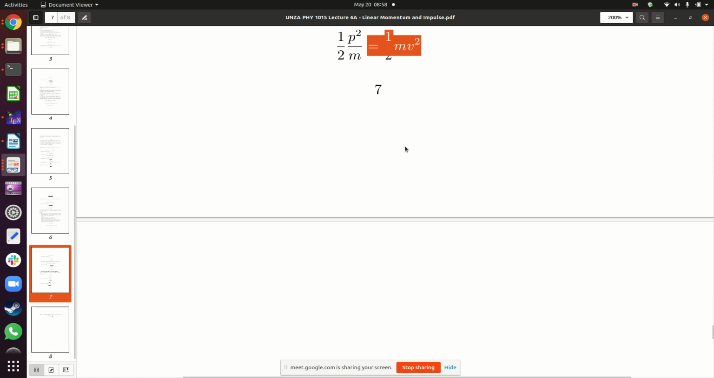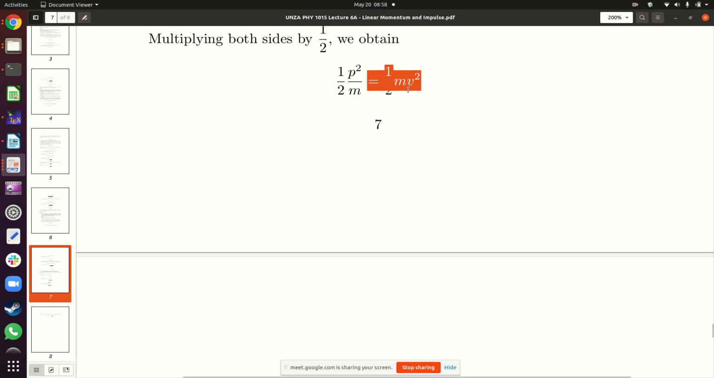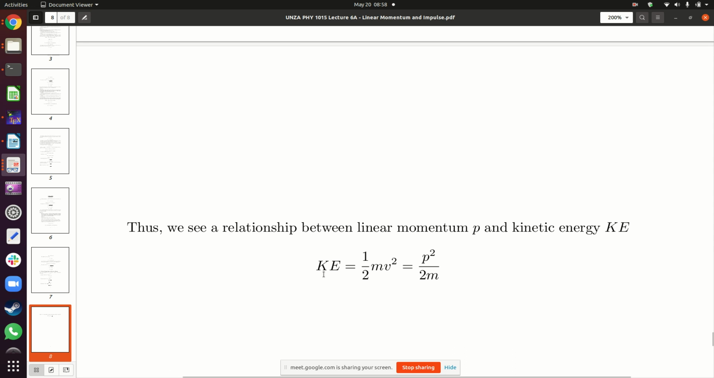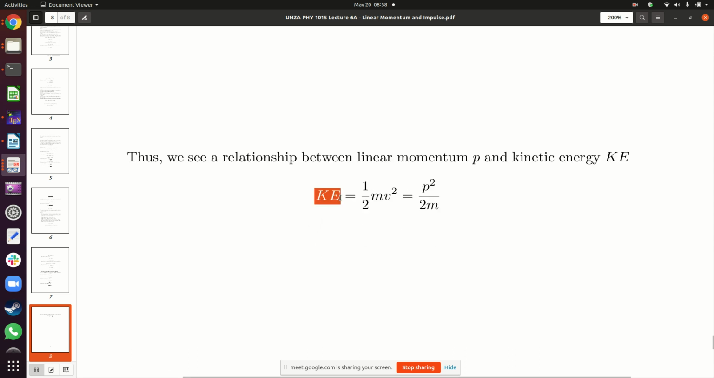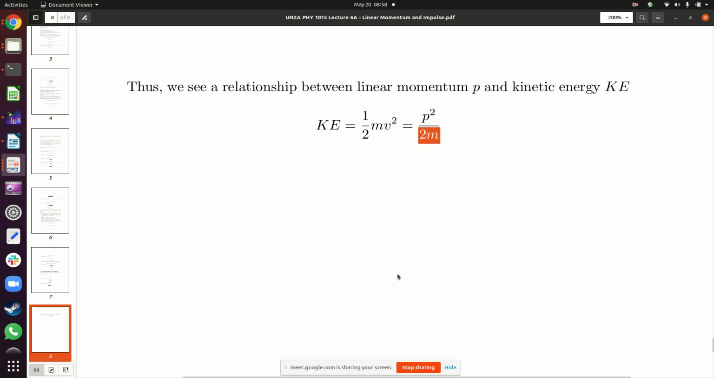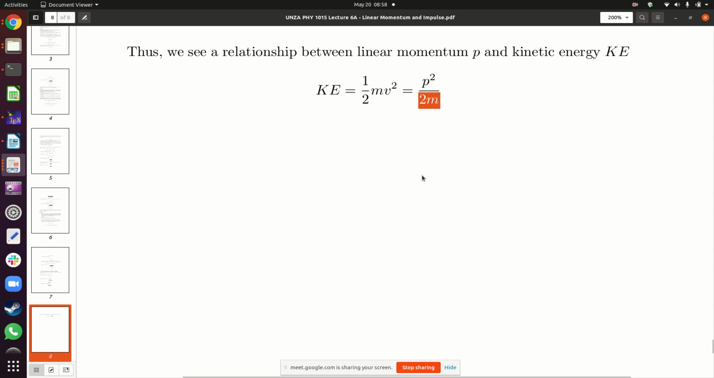Now when you look at this side, half m v squared, this is what we call the kinetic energy of an object. So what we actually see is that the kinetic energy, which is given by half m v squared, is also equal to p squared divided by 2m. So you can express the kinetic energy of an object in terms of the linear momentum of an object. Here, p squared divided by 2m.